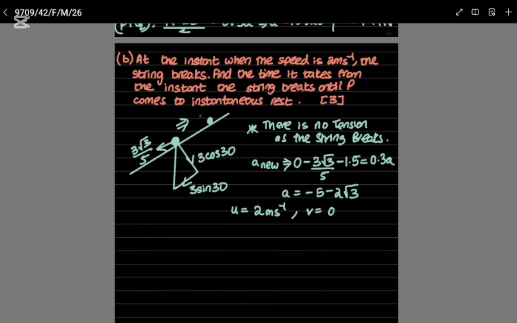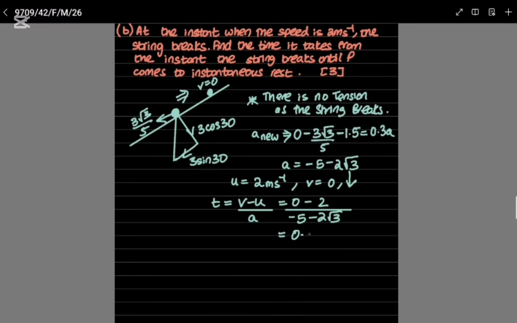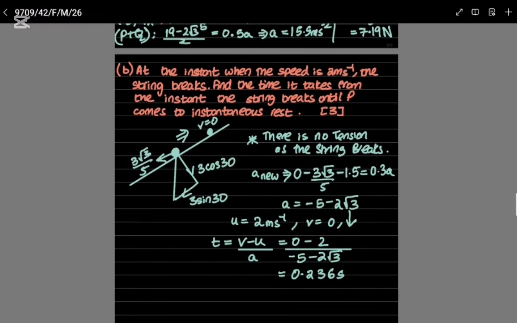It comes to a point where its velocity becomes 0 and we found that we have an acceleration. I will just put an arrow. Time taken is v minus u over a. So v is 0, initial velocity is 2 over minus 5 minus 2 root 3. This will give you a really good and accurate answer. You will get that the time taken is 0.236 seconds. That's it for this question.